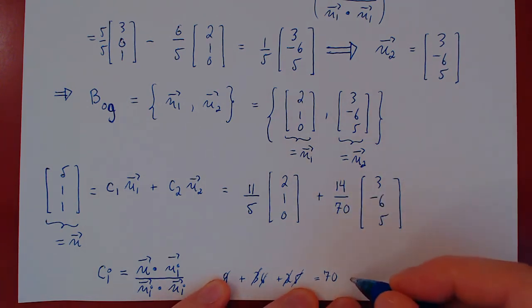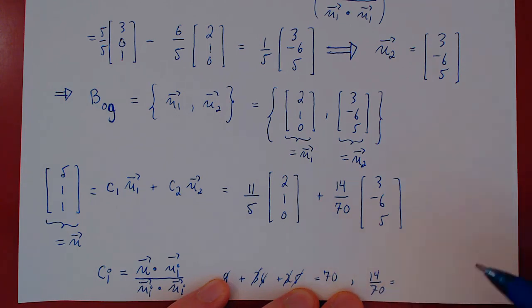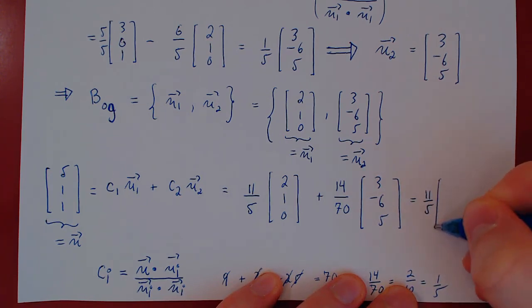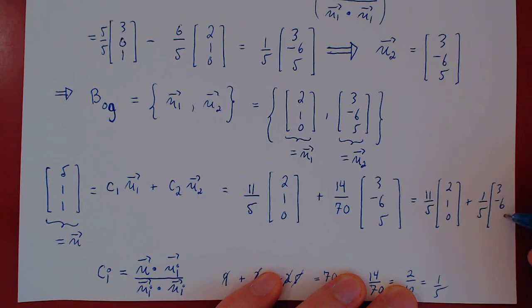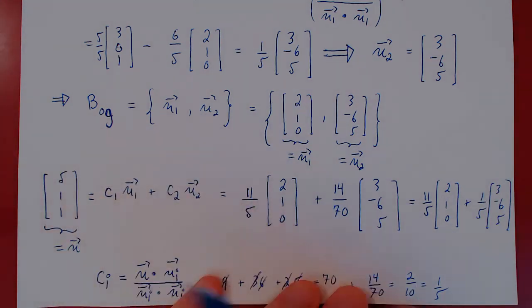Well, we can simplify a bit, because 14 over 70, we can cancel a factor of 7, right? 14 is 7 times 2. 70 is 7 times 10, so we're left with 2 over 10. We can also cancel a 2, and we're left with 1 over 5. So we'll get 11 over 5 u1, (2, 1, 0), plus 1 over 5 u2, (3, -6, 5). And just for good measure, let's verify that this will indeed give us vector u.